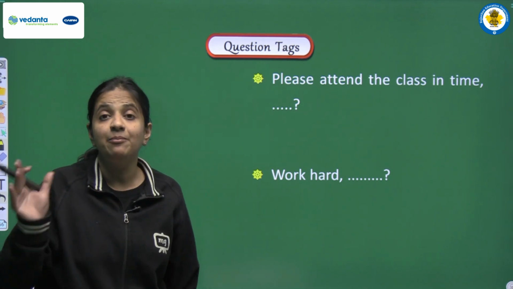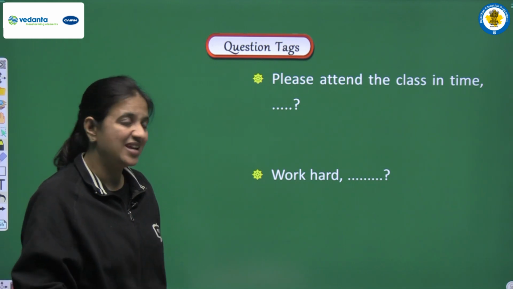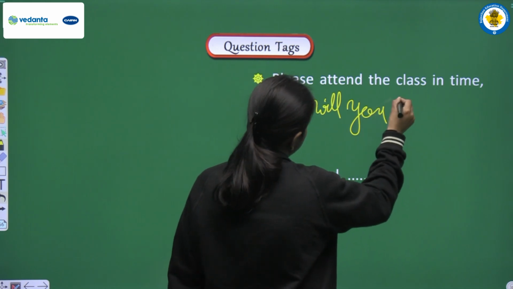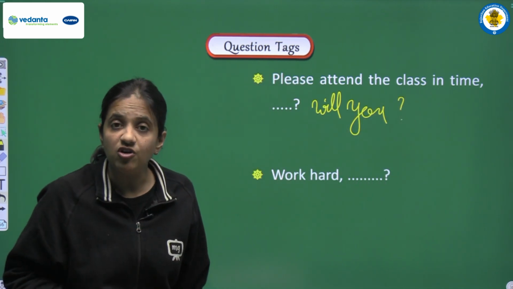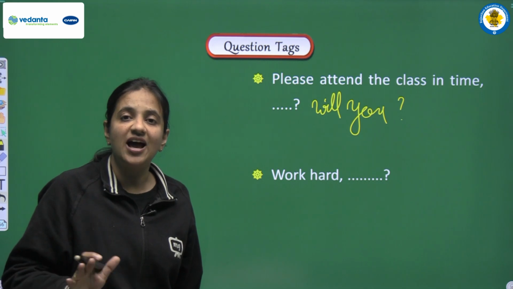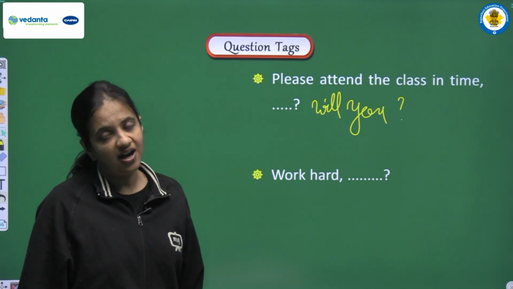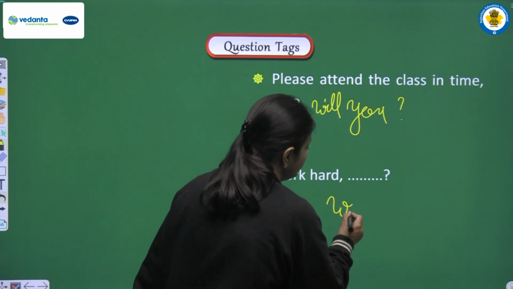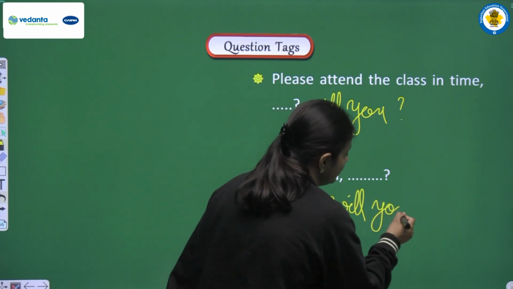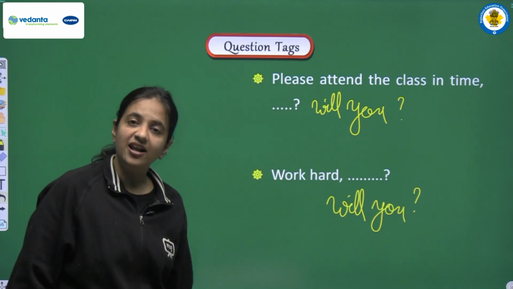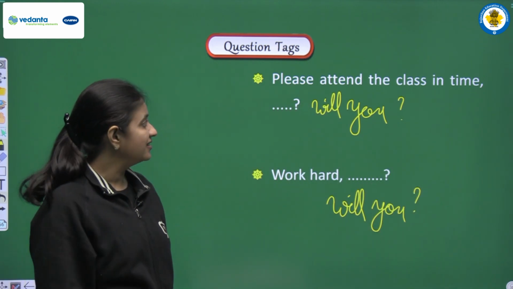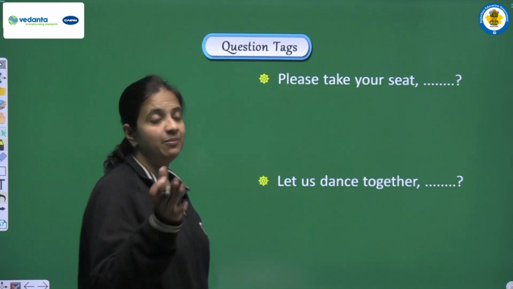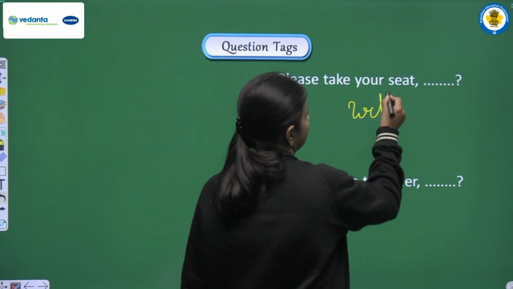Next we have, please attend the class in time. Again we have an imperative sentence, a positive imperative sentence. So the answer will be will you. It is absolutely right, and we can write won't you also, which is also an absolutely correct answer. Next is work hard. Again we have a positive imperative sentence, so we can add the question tag will you. If you write won't you, then your answer is also absolutely correct. Next is please take your seat. Again a positive imperative sentence, so in this sentence we can write will you.